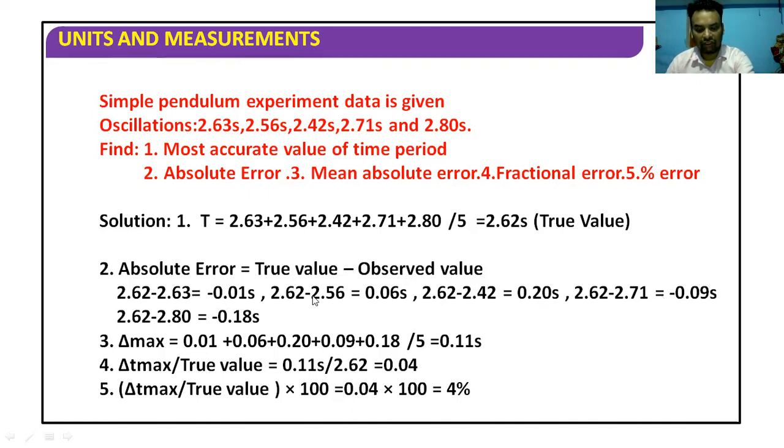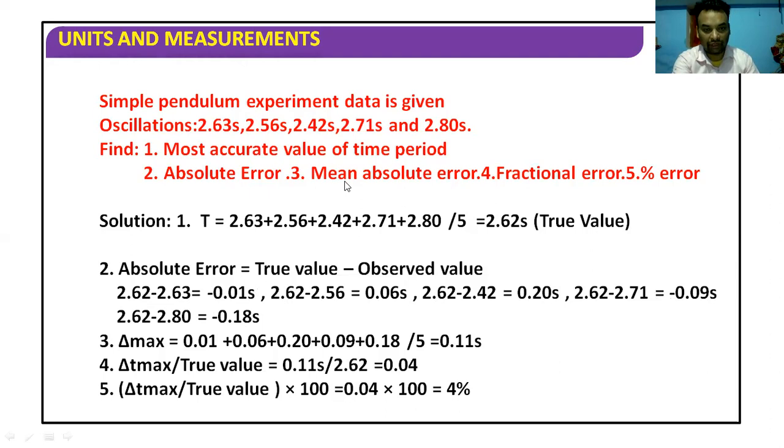So all these values, which are the difference of true value and observed value, give me the absolute error. And I told you absolute error is always taken as positive. So I will not take this minus sign, because when I keep it in the mod bracket, it will become positive. So all the values of absolute error may come out negative, but we will consider all of them as positive values.